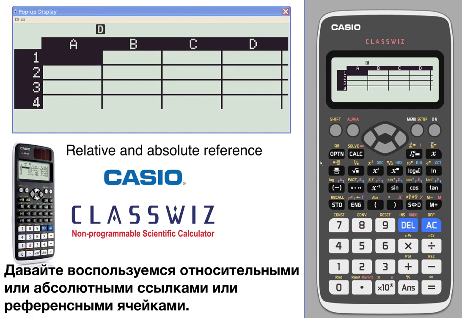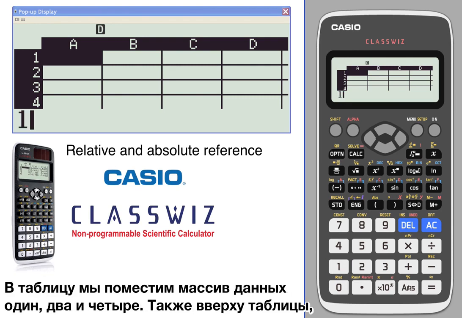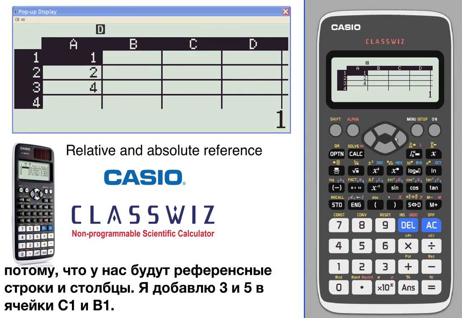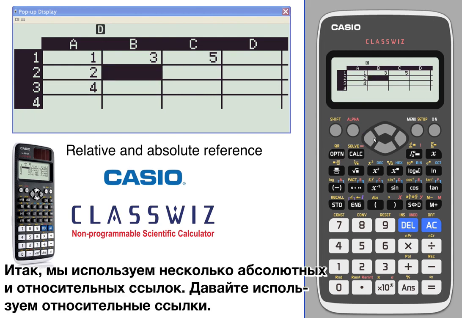Let's use relative and absolute reference points or reference cells. In the spreadsheet, we're going to put in a data set, 1, 2, and 4. And across the top, because we're going to be referencing rows and columns, I'll put 3 and 5 in C1 and B1. So we're going to use some absolute and relative.